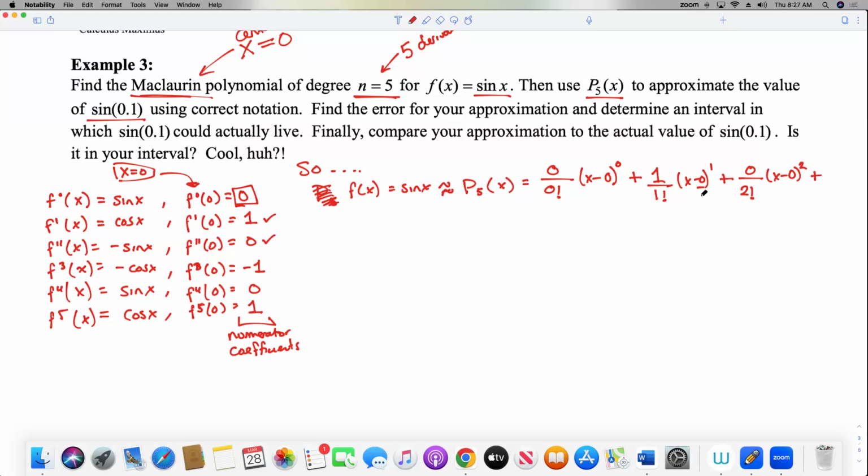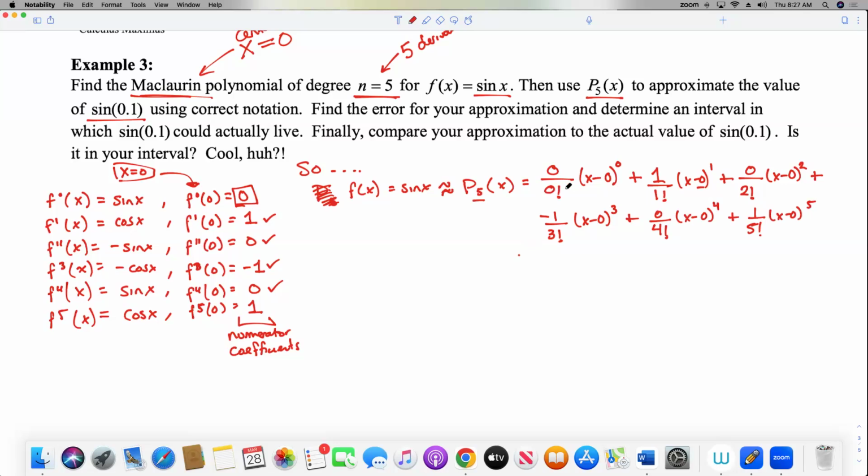Plus, I'm going to continue right here. Next one, negative 1 over 3 factorial, x minus 0 cubed, plus 0 over 4 factorial, x minus 0 to the 4th. And last is 1 over 5 factorial, x minus 0 to the 5th. And there's no dot, dot, dot, because they told us to find it for n equals 5. So this is the 5th degree. Yes, it can keep going, but we don't want to do it for this problem.